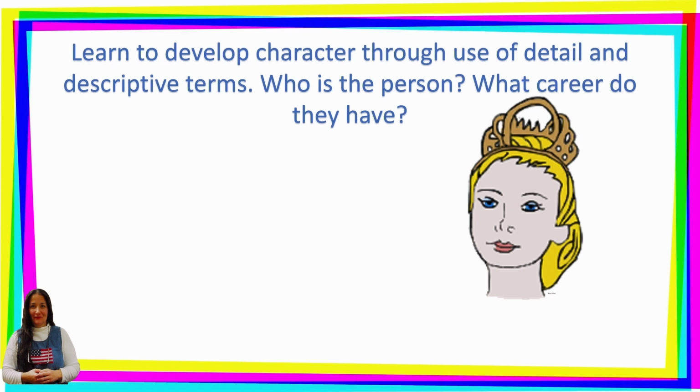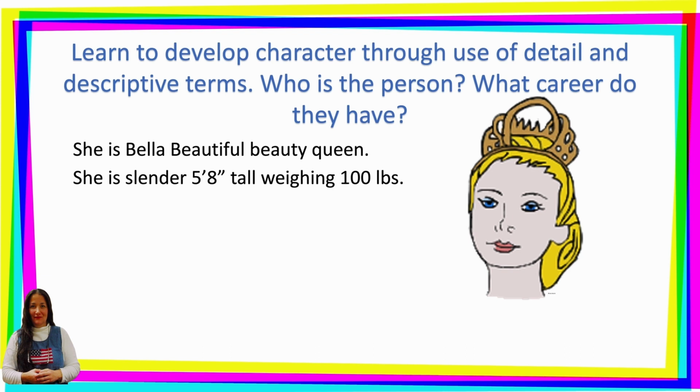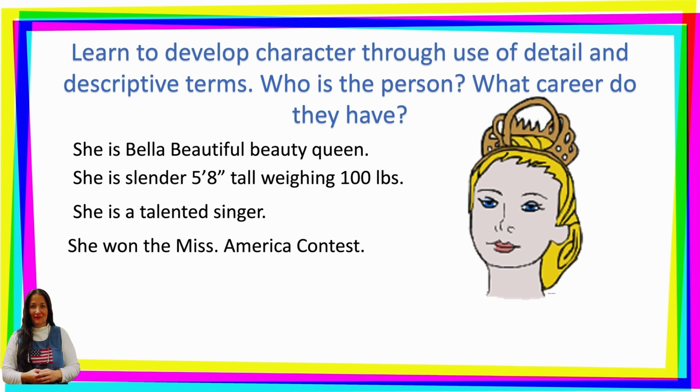Learn to develop character through use of detail and descriptive terms. Who is this person? What career do they have? She is Bella Beautiful Beauty Queen. She is slender, 5 feet 8 inches tall, weighing 100 pounds. She is a talented singer. She won the Miss America contest.